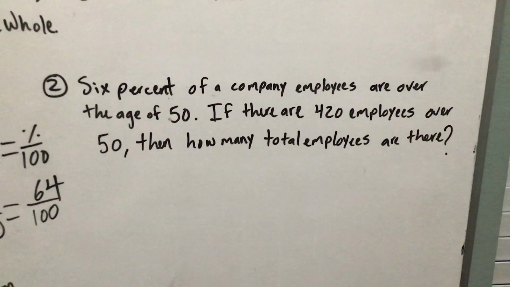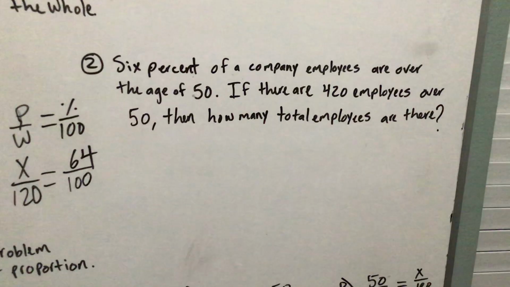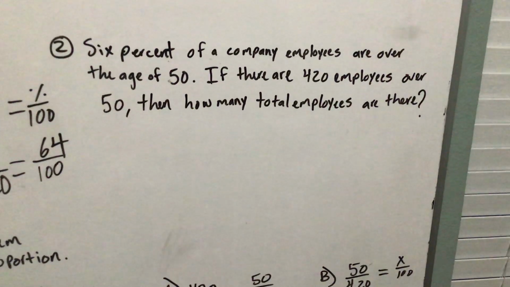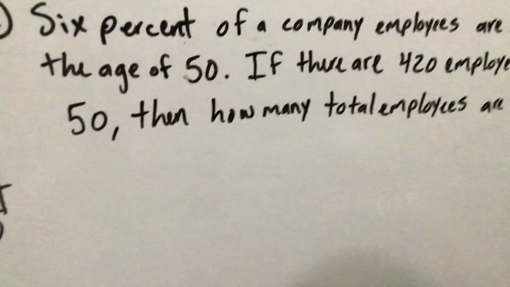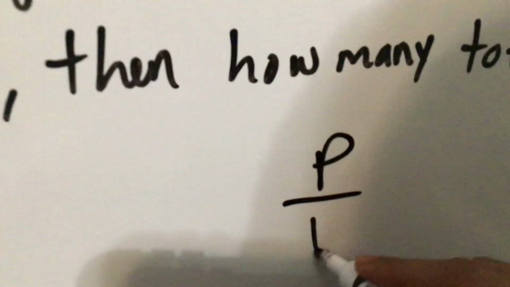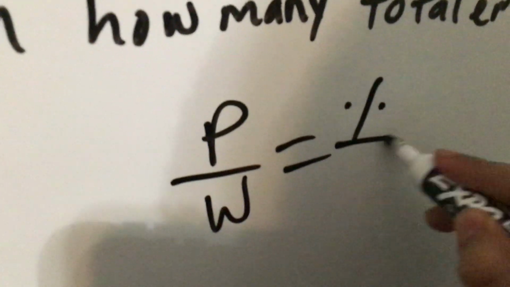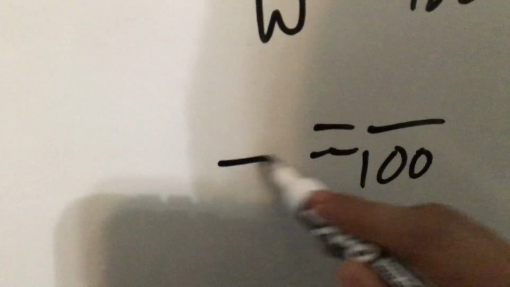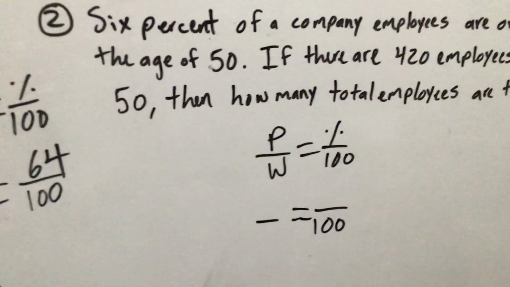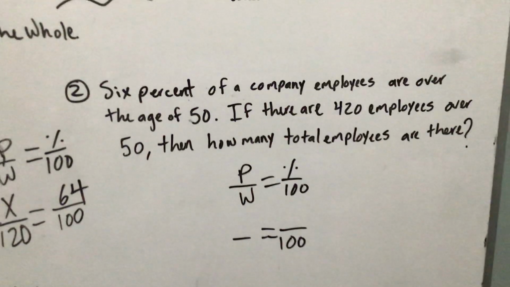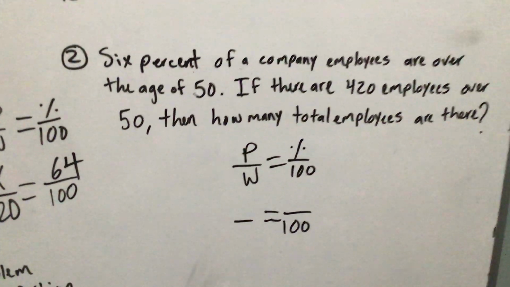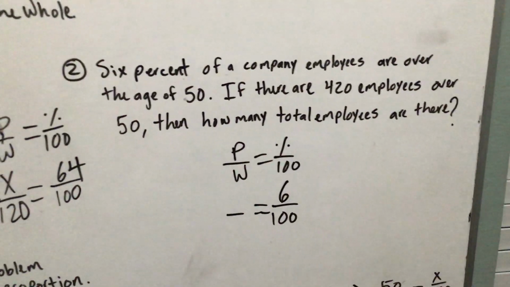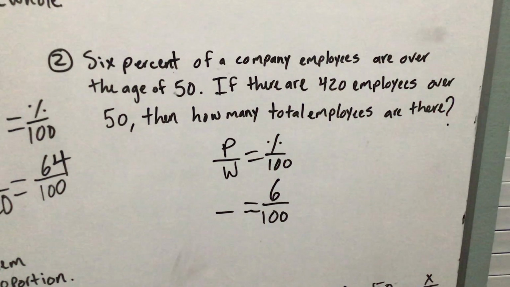Number two, 6% of the company employees are over the age of 50. If there are 420 employees over 50, then how many total employees are there? Well, again, step number one, set up your proportion. Part over whole, percent over 100. Our step number two, it's always have the 100 in there. Again, on top of the 100, we must look for a number with the percent sign. 6% of the company employees are over the age of 50. So the 6 is the percentage.